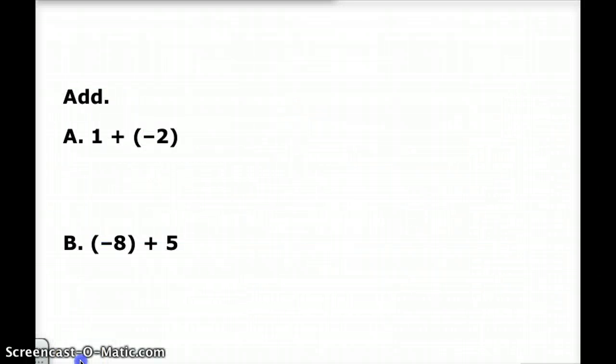Take a look at example A. We want to add 1 plus negative 2. Well, if I look at those two numbers, I see that 2 has the greater absolute value. So that tells me that my answer is going to be negative. Now, if I find the difference between the two numbers, 1 compared to 2, they're 1 apart. So that gives me an answer of negative 1.